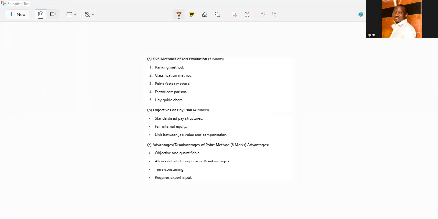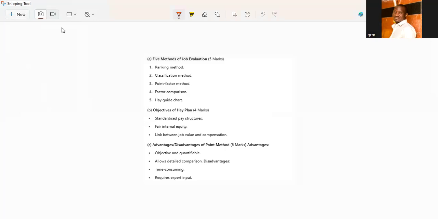There's what is called job ranking. The jobs are compared as a whole. They are ranked from the highest to the lowest in terms of value and importance. There's also the classification method, where jobs are grouped in predetermined classes or grades, which are based on familiarities to duties.